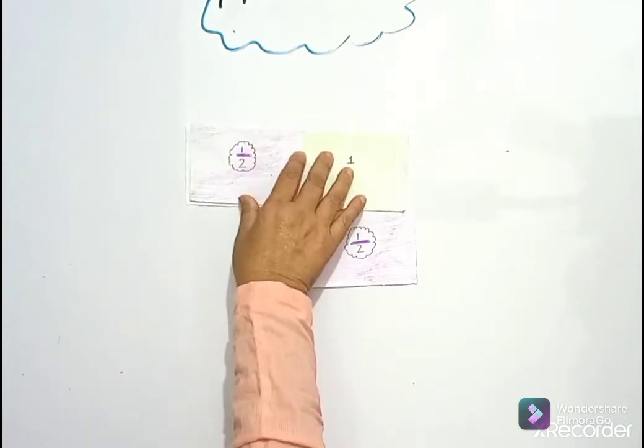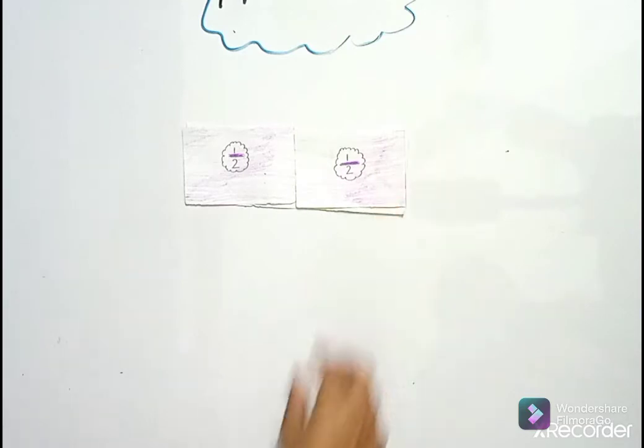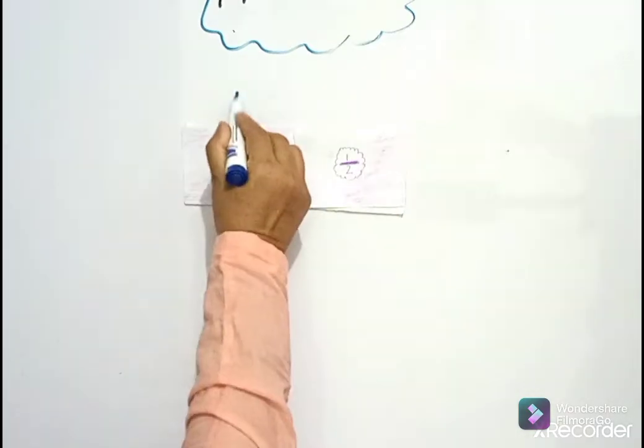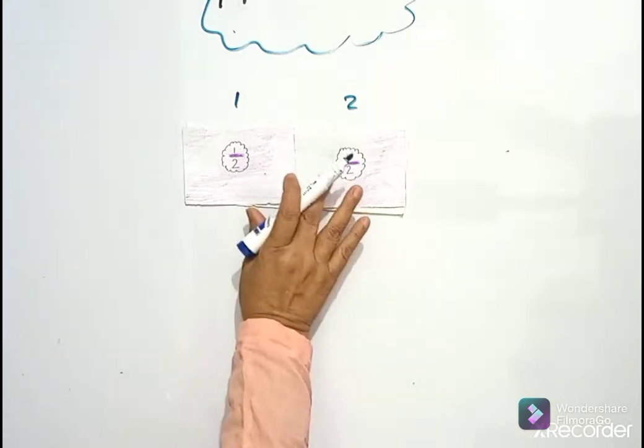Let's suppose if we divide, how many 1/2s in a whole? Can you tell me? How many 1/2s make a whole? 1, 2. 2 1/2s make a whole.